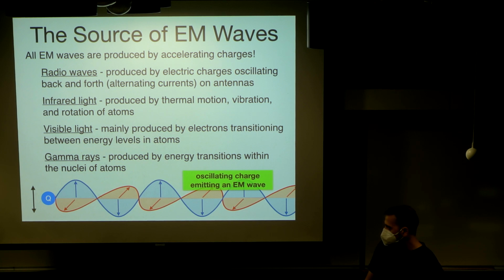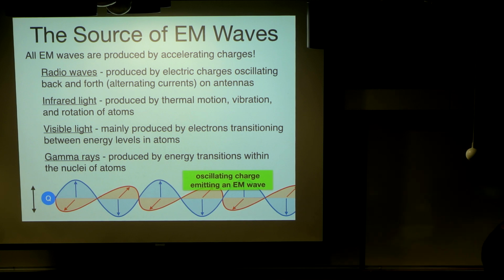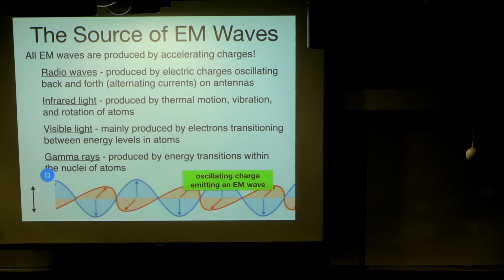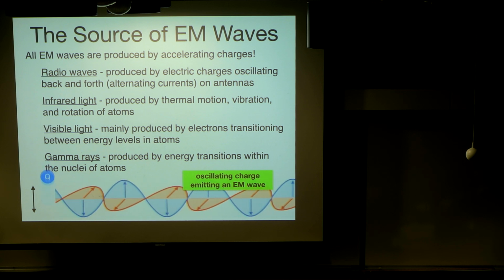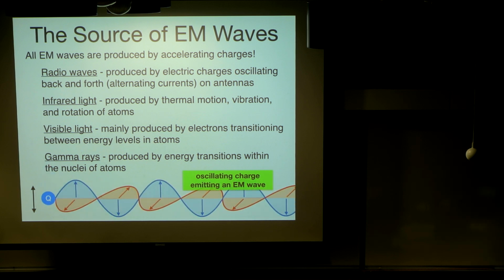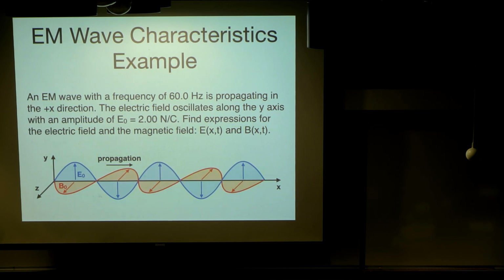So the basic picture you should have is, if I have a charge Q, which is shaking up and down, that's going to send out this electromagnetic wave, which consists of an electric field and a magnetic field, which are both oscillating at some frequency. And that's what this basic picture looks like right here. Okay? So, we derived a whole bunch of equations that describe this type of electromagnetic wave. So the next thing we're going to do is go through an example problem.